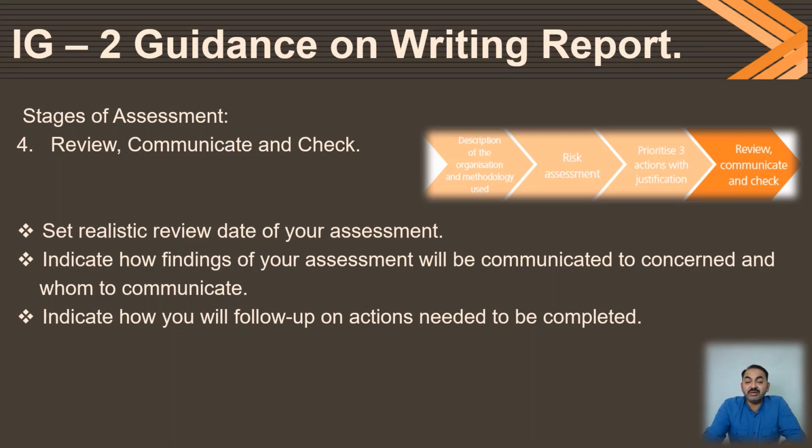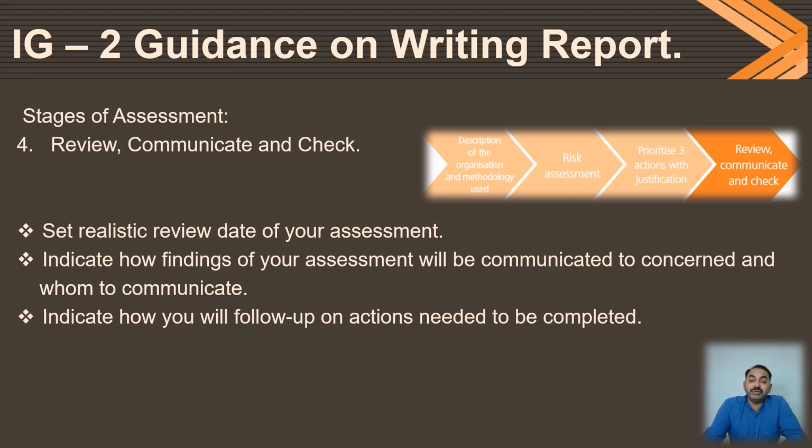Finally, indicate how you will follow up on actions that need to be completed. The story does not end here. After this report, you will surely develop a corrective action register, in which you will involve all of those people mentioned in the last column of your risk assessment. You need to assign some of the actions to all of those concerned people, and you need to buy in their interest and their commitment to fulfilling those jobs in due course of time.